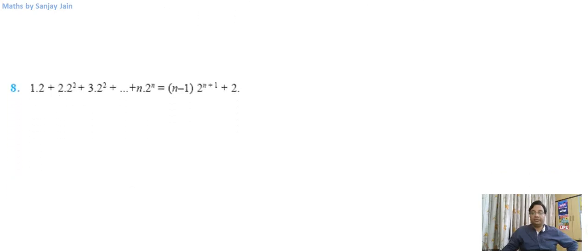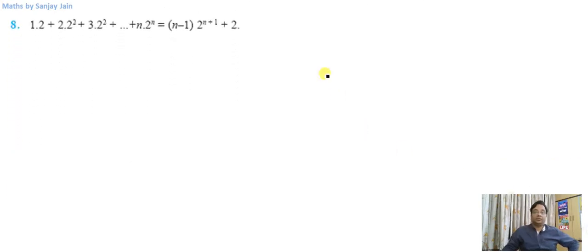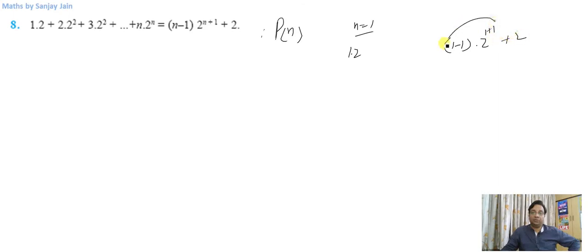let us look at this one now. First, this statement is P of n, then I'll verify it for n equal to 1. So the left hand side is 1 into 2. What is the right hand side? 1 minus 1 into 2 raised to power 1 plus 1, plus 2. So this will become 0 because of this, right? And this will give you 2. The left hand side is also 2. So I can say P of 1 is true.